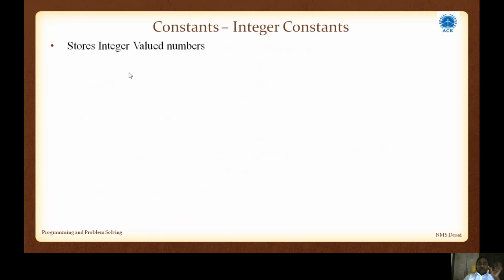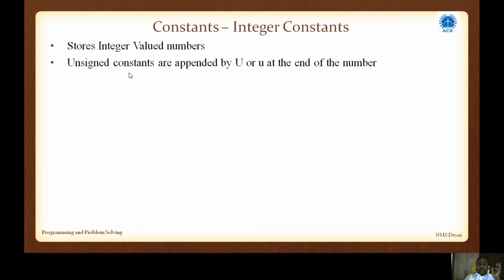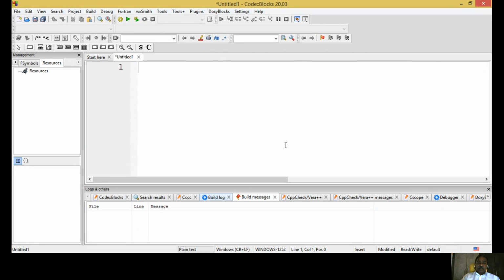So, integer constants store integer valued numbers. Unsigned constants are appended with u or small u at the end of the number. Suppose I want to declare one. We'll see this with an example now. We'll go to our compiler. In this compiler, we'll declare the variables, right? So I'll share the screen here. Fine, here is the screen for me.